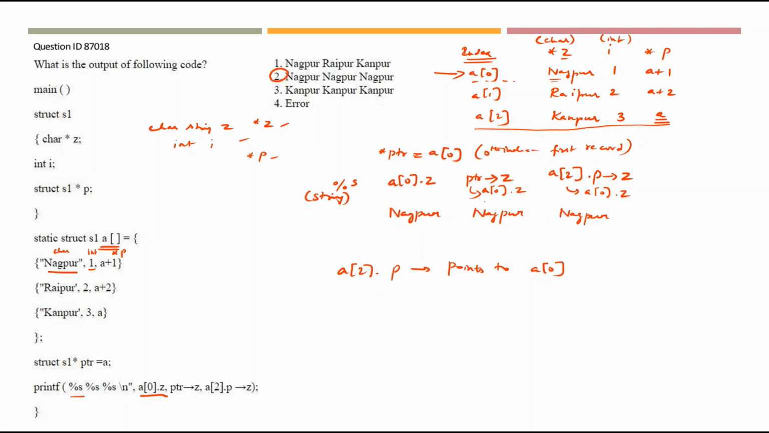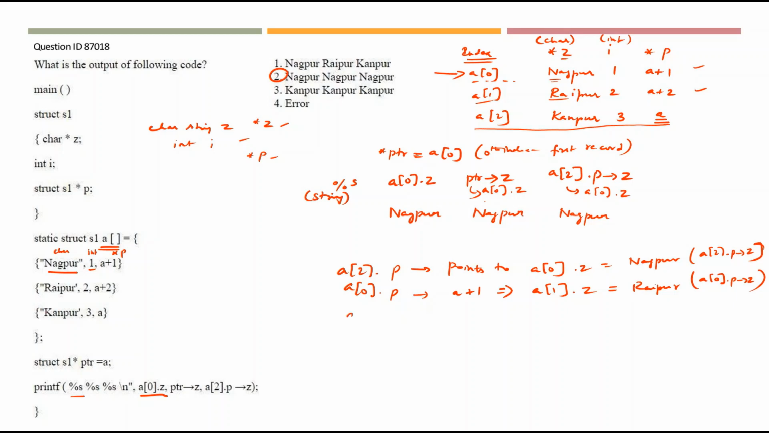So I'll just tell you what is there in the other 2 pointers. If you take A of 0 dot P, it has A plus 1. A plus 1 means from 0 I have to move 1 position. So this will be moving to A of 1. A of 1 I have to refer dot Z. A of 1 Z field will have Raipur. When I say A of 2 dot P pointing Z, then it will be Nagpur. When I say A of 0 dot P to Z, it will be Raipur.